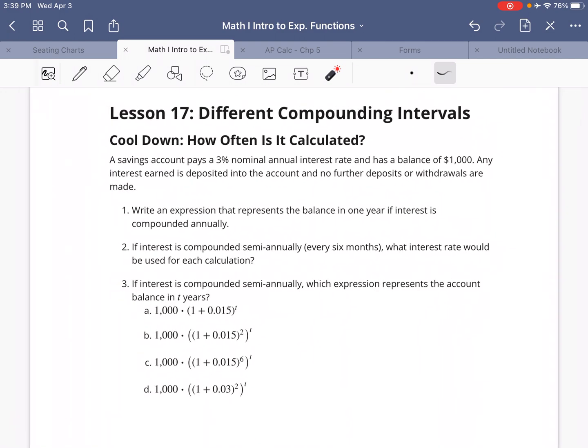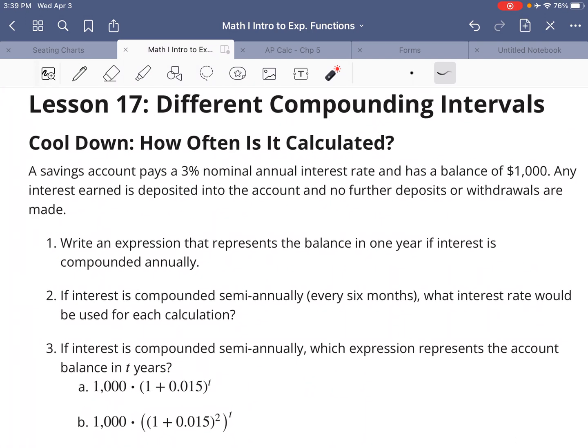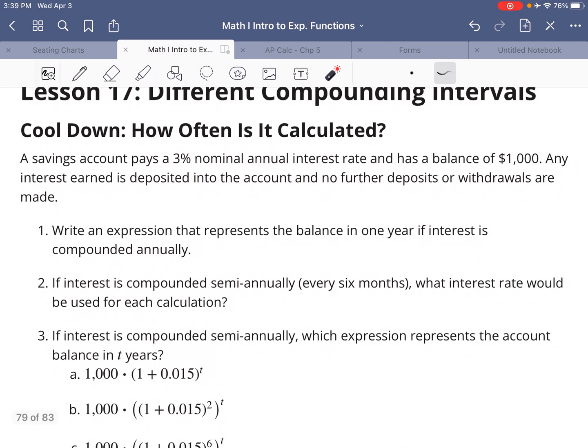Now, cool down. How often is it calculated? A savings account pays a 3% nominal annual interest rate and has a balance of $1,000. The key here is that it is an annual interest rate, a nominal annual interest rate. Any interest earned is deposited into the account, and no further deposits or withdrawals are made. Write the expression that represents the balance in 1 year if interest is compounded annually.